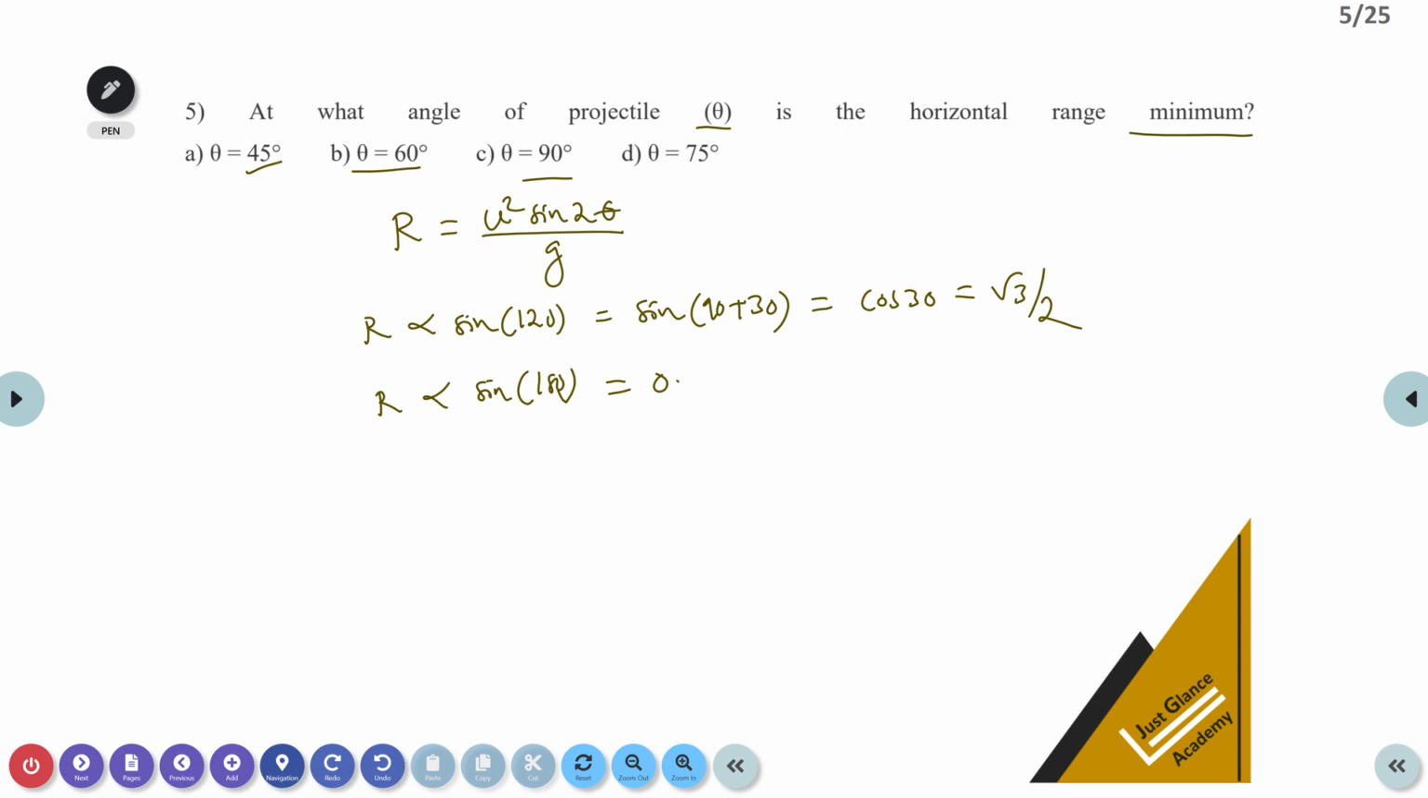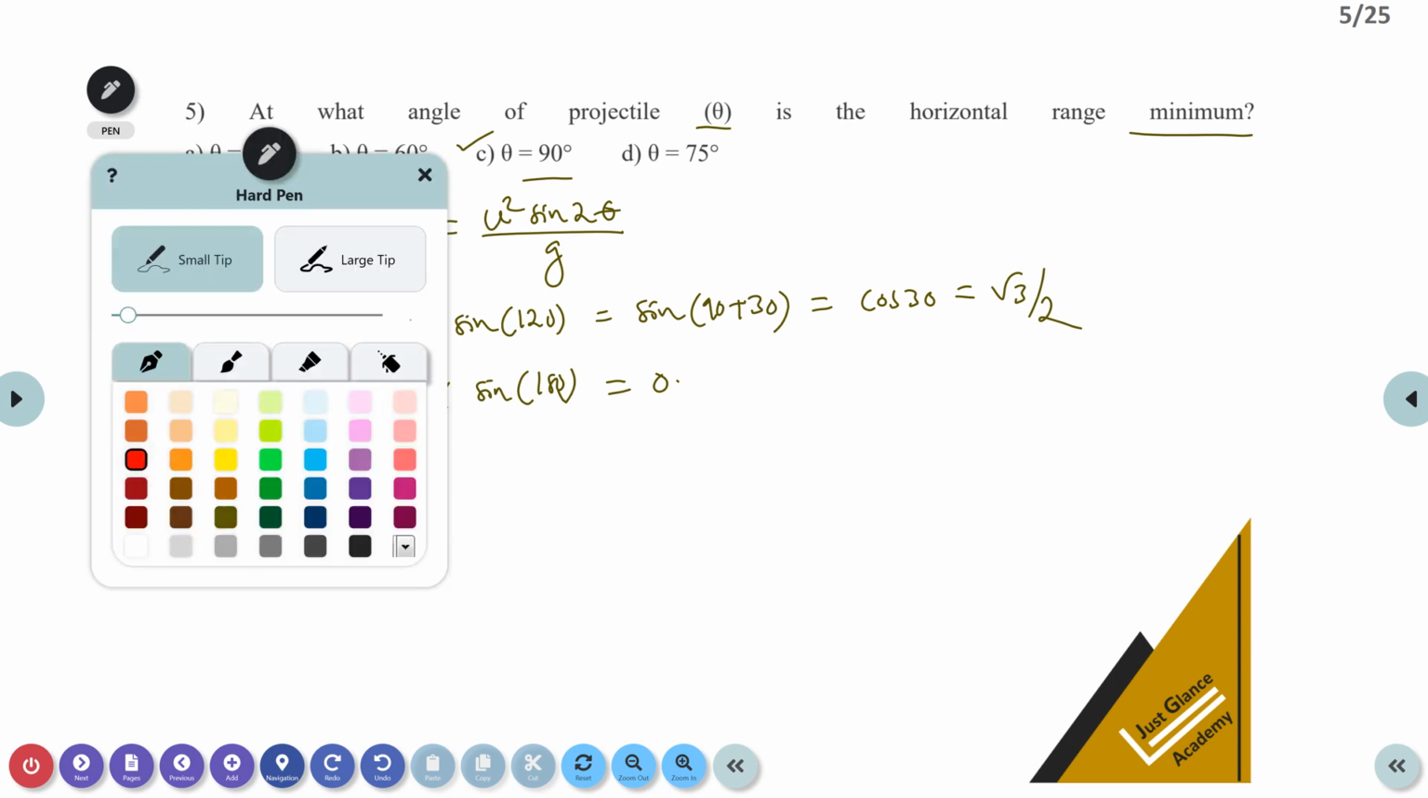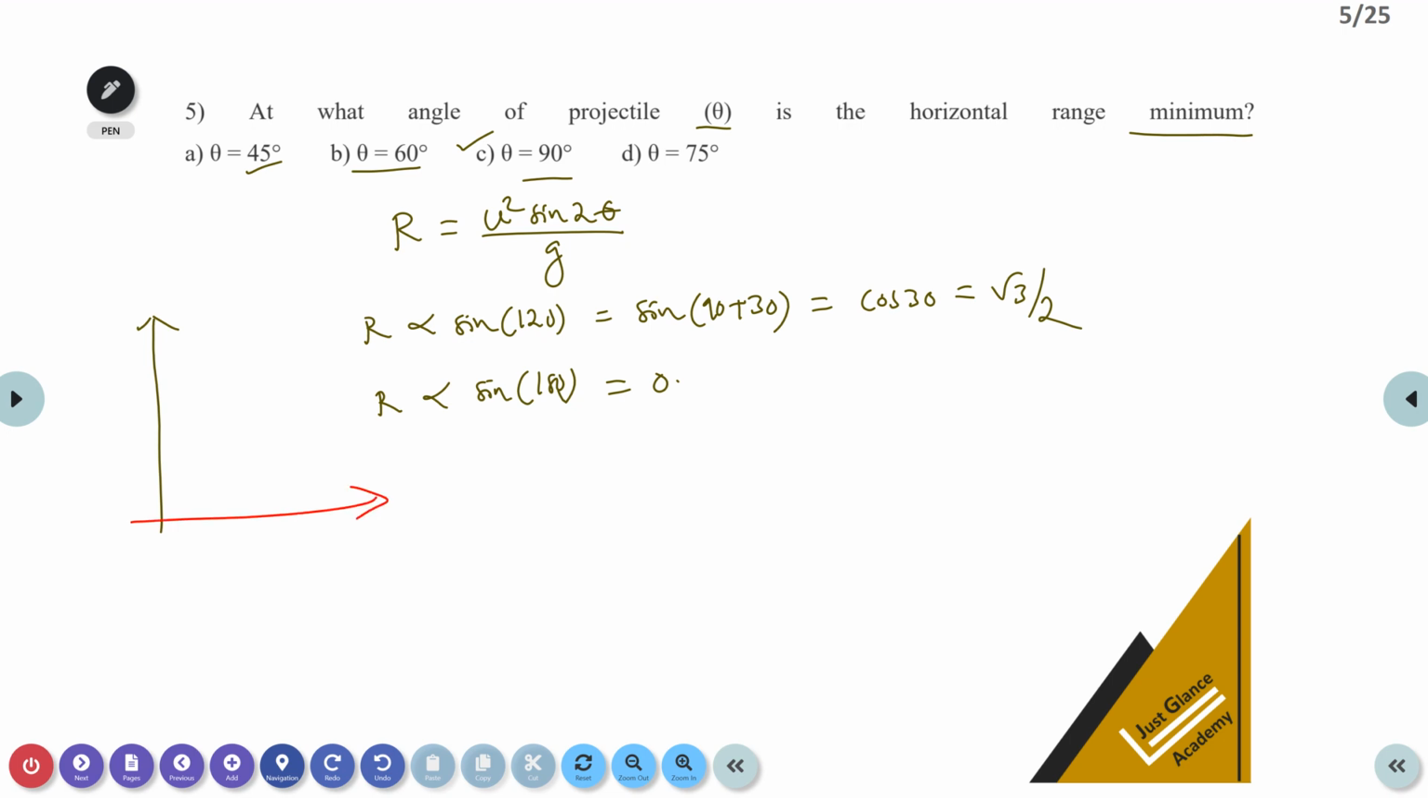So this is the minimum value, for theta equal to 90. Theta 90 means the projectile is projected in what direction? In the Y direction. So there is no displacement along the X direction. So this is the right choice: minimum, not maximum.